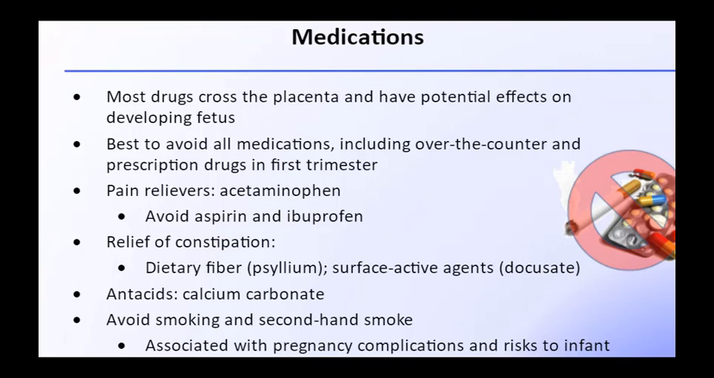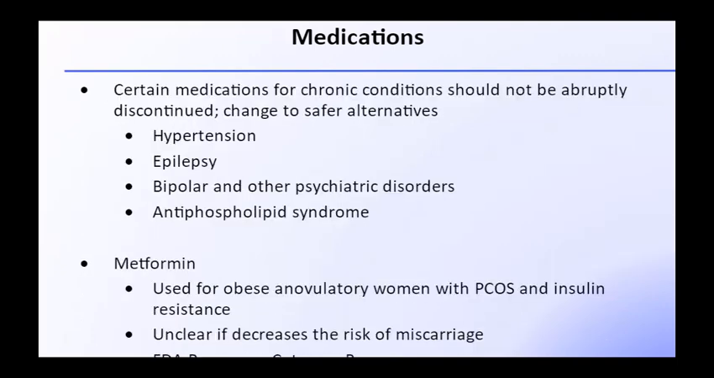Pregnant women should not smoke and also should avoid secondhand smoke. Smoking in pregnancy is associated with premature rupture of membranes, placental abruption, and placenta previa, as well as preterm birth and low birth weight infants. An excellent source of information about teratogens is the Organization of Teratology Information Specialists at the website shown here. Certain medications for chronic conditions such as hypertension, epilepsy, bipolar disorder, or antiphospholipid syndrome should not be abruptly discontinued. If a safer alternative is available, the medication should be changed.